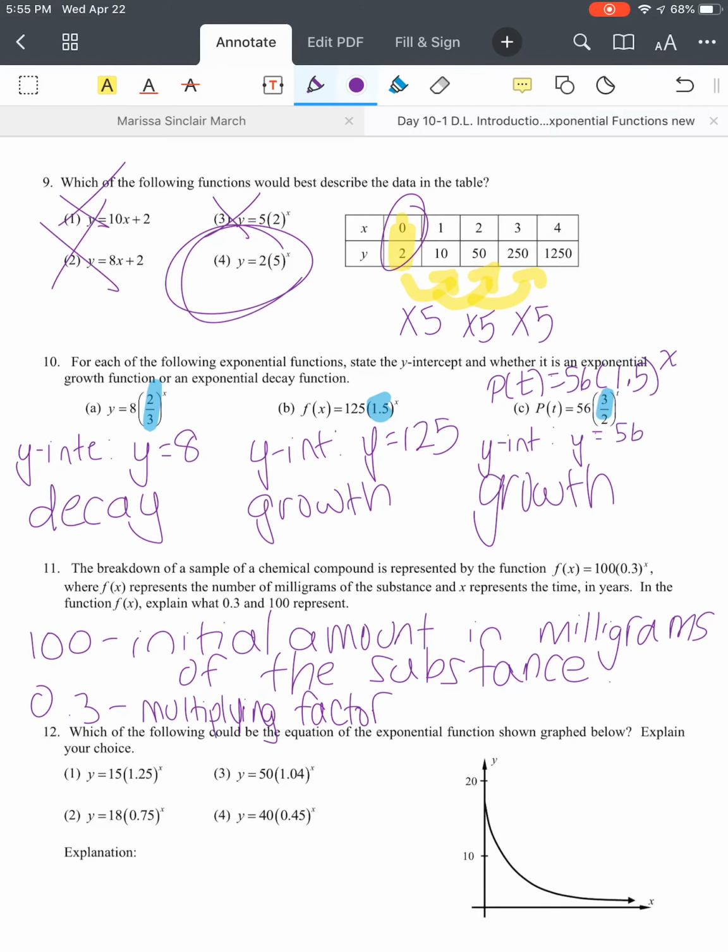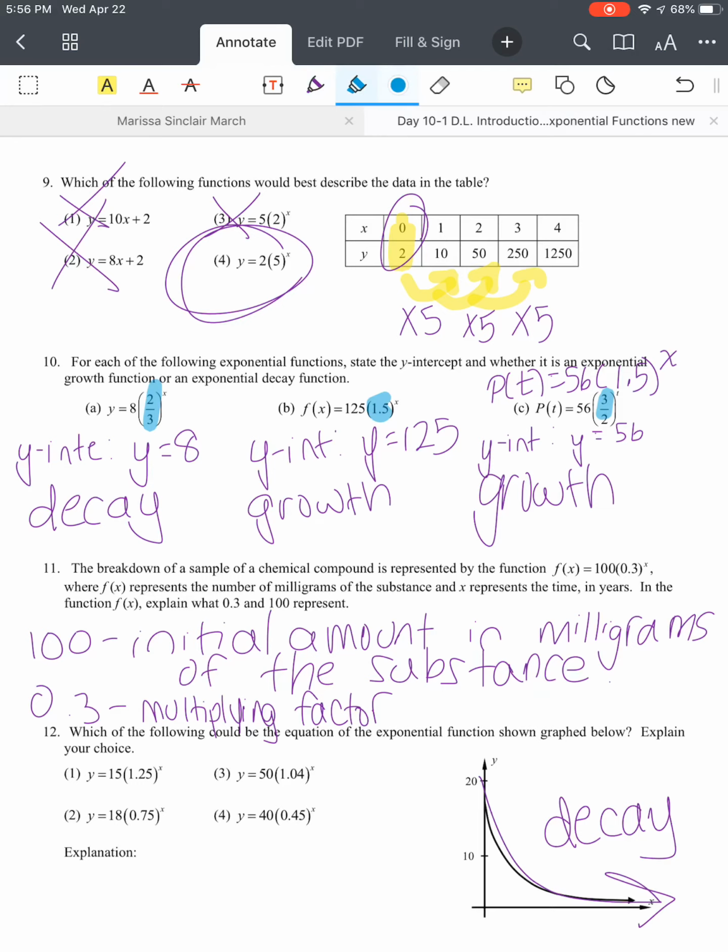Okay. Then in number 12, we can do 12 just like 9, where we can put them into the y equals and then, instead of looking at the tables, we can look at the graphs themselves to see which one matches. But let's see if we can figure it out without the calculator. Is this growth or is this decay? This is decay because the graph is going down, right? Decay. So let's look at the choices and see if we can eliminate any.